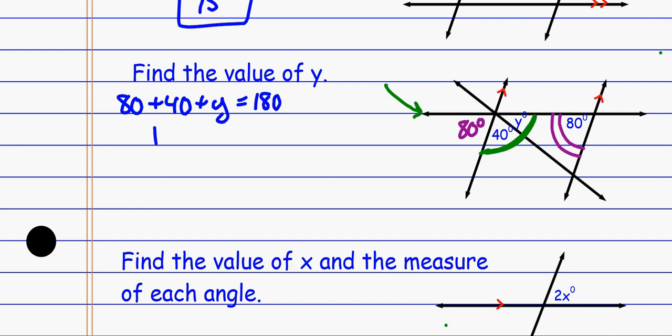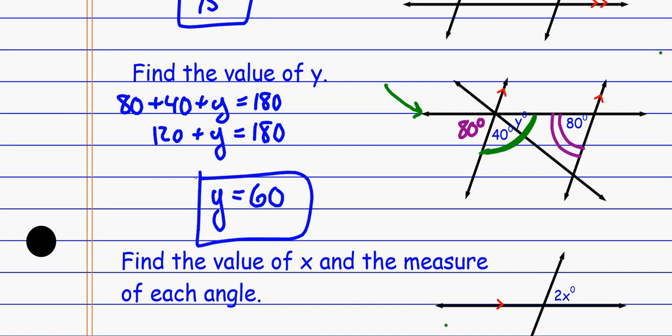So I combine some like terms. I subtract that 120 from each side, and I get a 60. Okay? And again, if you put 60 degrees, that's going to be okay. All right?